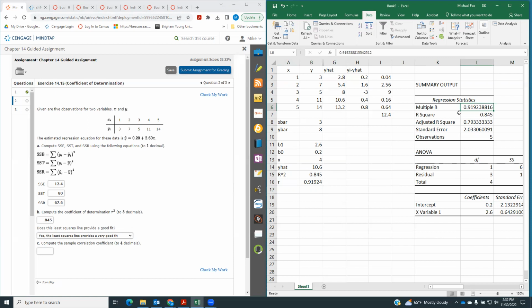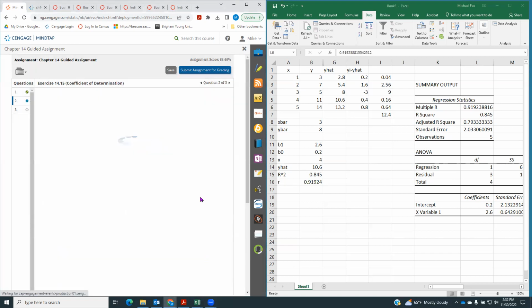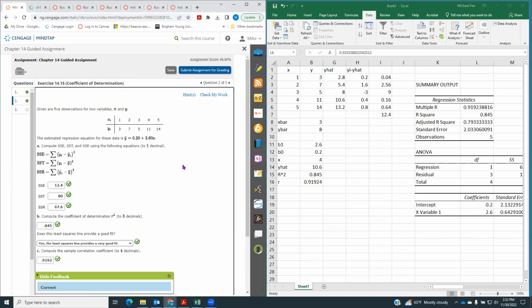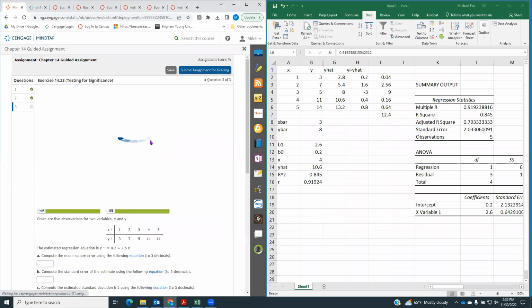Okay. So again, we didn't actually have to do these calculations. We could have run this one thing and it would have given us all of these answers. But I wanted to show you how to do it. So to 4 decimals, that is 0.9192. We'll go ahead and check our work, make sure I didn't make any errors. And it looks like we are all good. All right, let's move on to number 3.